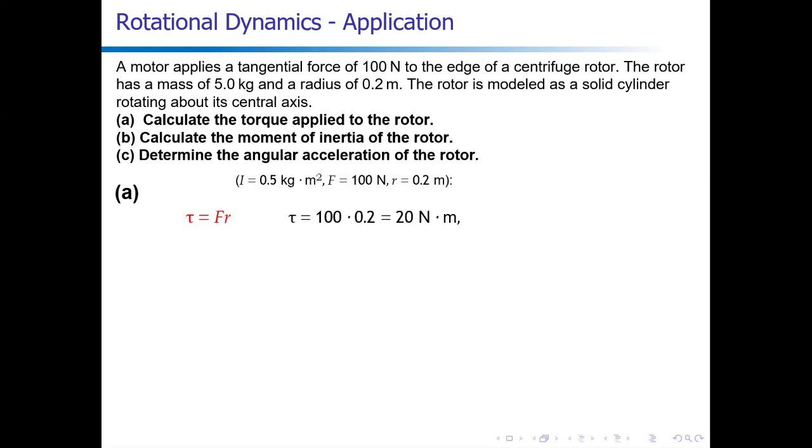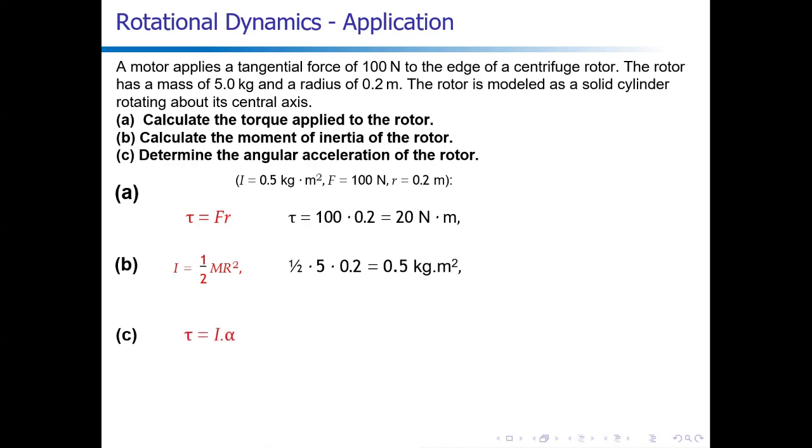We're also told the rotor is modeled as a solid cylinder rotating about its central axis. For that geometry, the moment of inertia is determined using I equals 1/2 multiplied by m multiplied by r squared. Plugging in the values for mass, which is 5 kilograms, and radius, which is 0.2 meters, we get inertia as 1/2 multiplied by 5 multiplied by 0.2 is equal to 0.5 kilograms meters squared. This tells us how much resistant to spinning the rotor is.